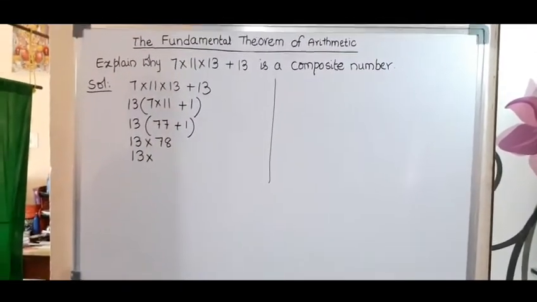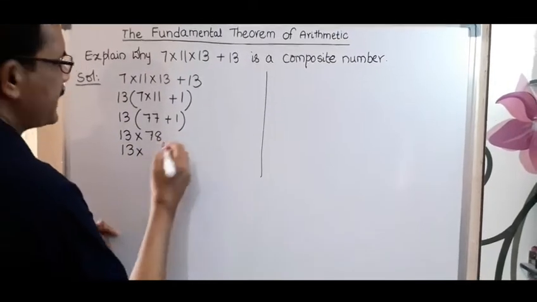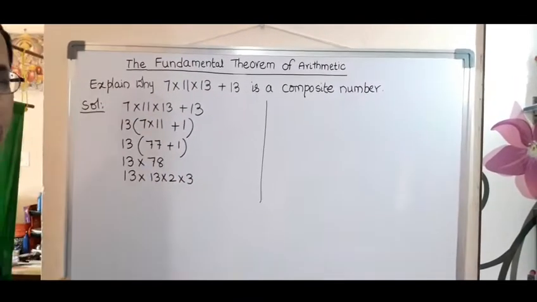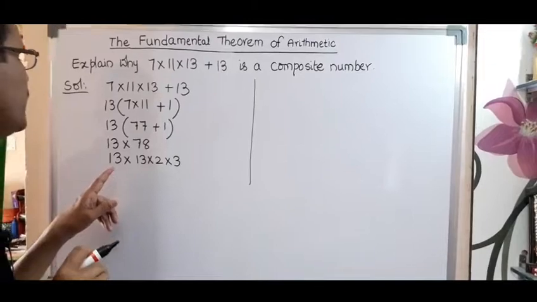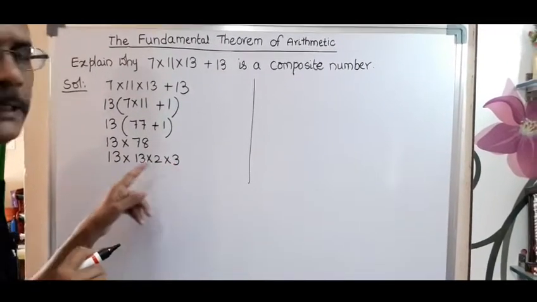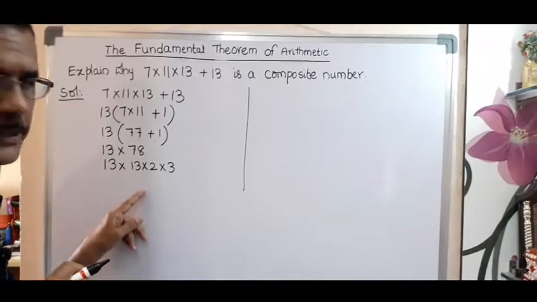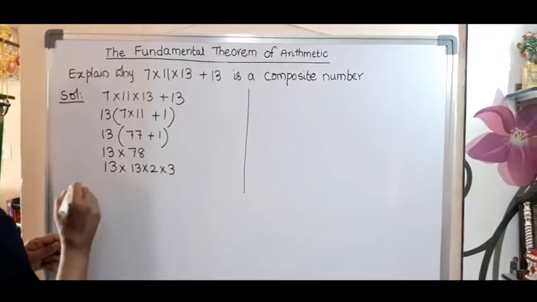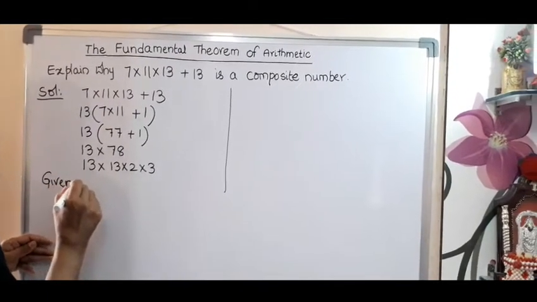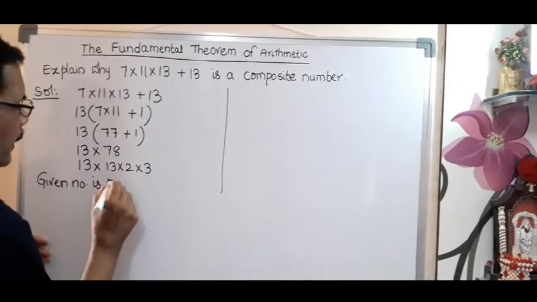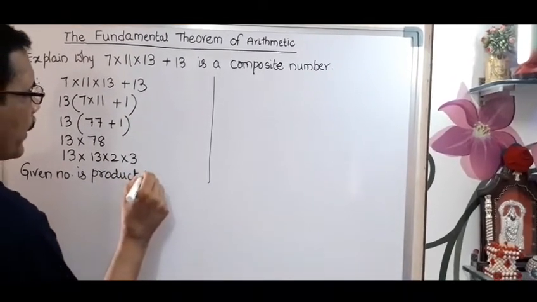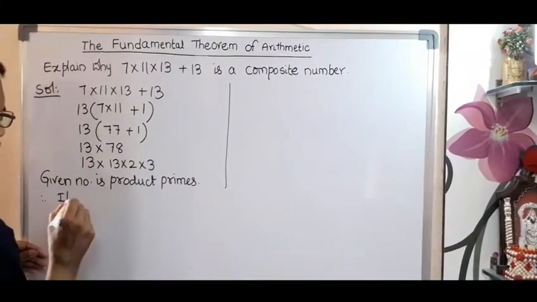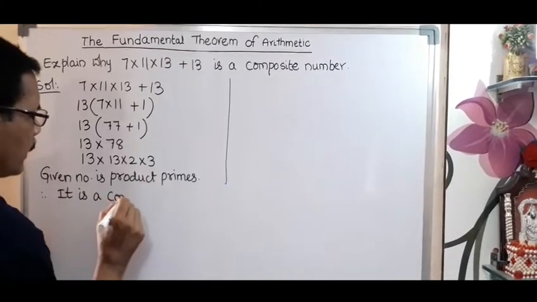I am writing it again as a product of prime numbers. 13 into 6, which is 78, and 6 can be written as 2 into 3. So if we observe, 2, 13 and 3, these are all prime numbers. So a product of prime numbers is a composite number. The given number is a product of primes. Therefore, it is a composite number.